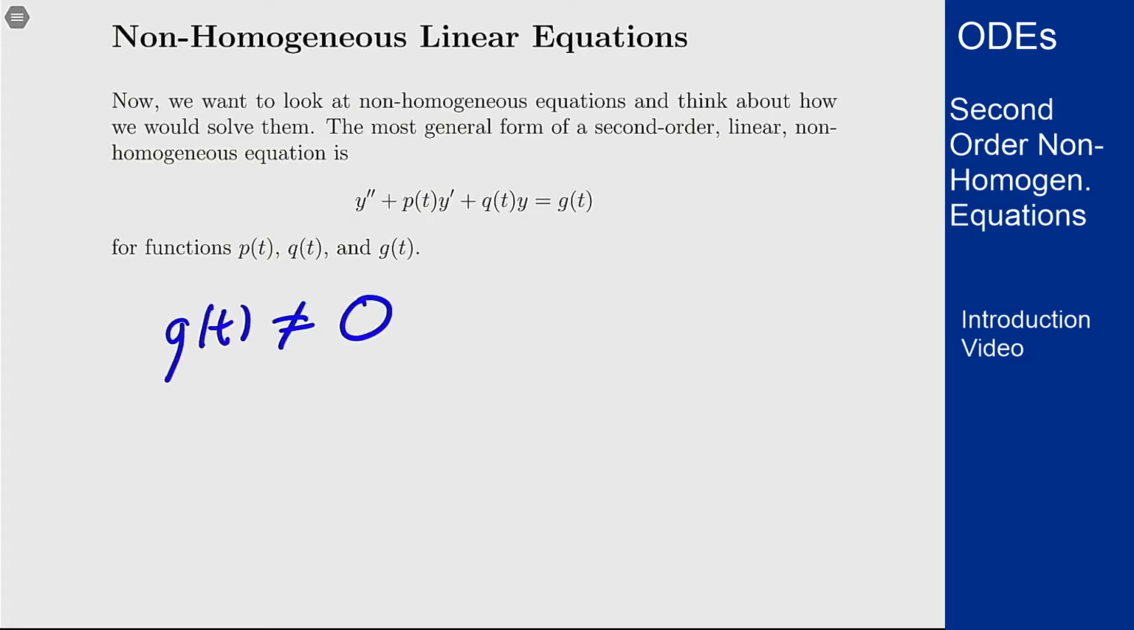If g(t) is 0, then it's a homogeneous equation. We know how to solve those. We've been dealing with those so far in this chapter, particularly for constant coefficient ones. But now I want to think about what happens if this function is not 0. How does it being not 0 change what the solutions look like and change how we go about solving them?